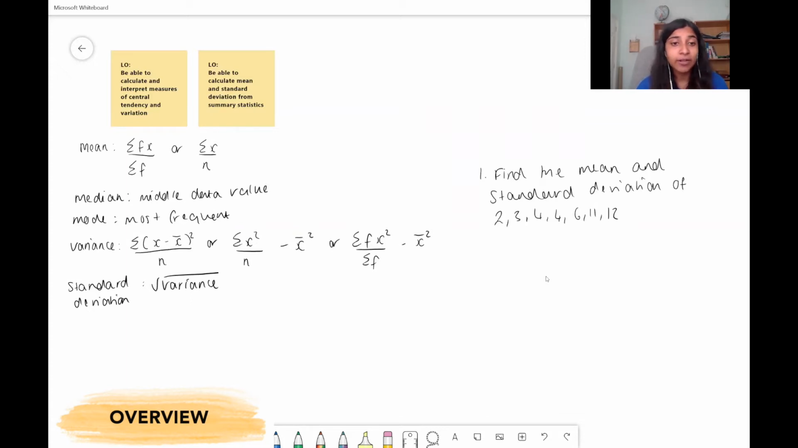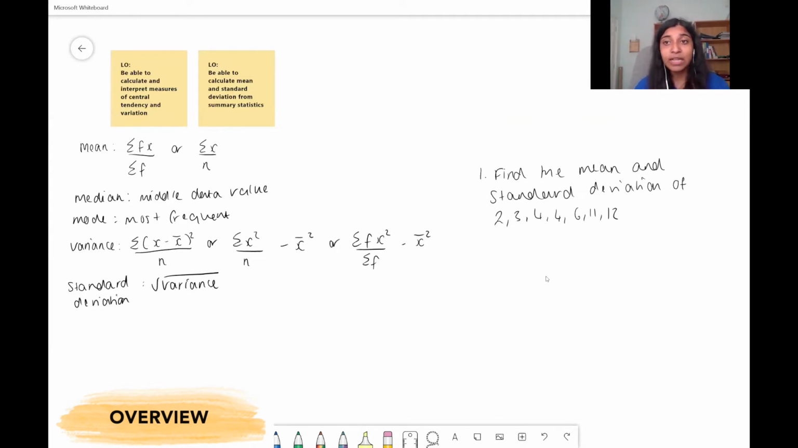Your variance, there are 3 ways you can measure variance. First one is the sum of your x minus your mean squared over n. So for every value you have, you do that minus the mean squared over the amount of values you have. Or you can do the sum of x squared over n minus your mean squared. So you find the square of all your data, sum it all together, and you divide that by the number of values you have, and then you subtract your mean squared from that.